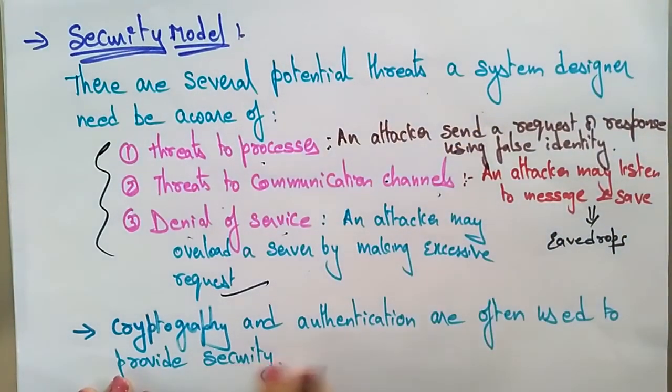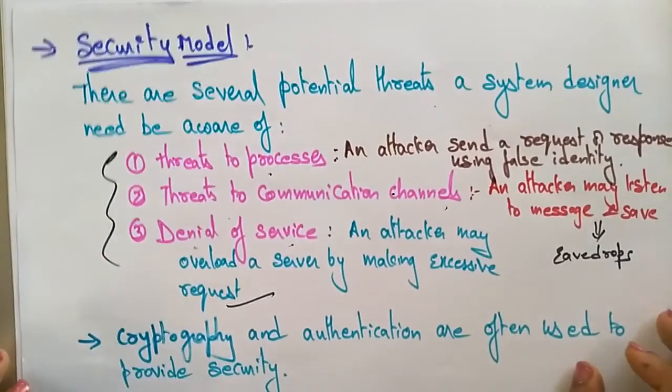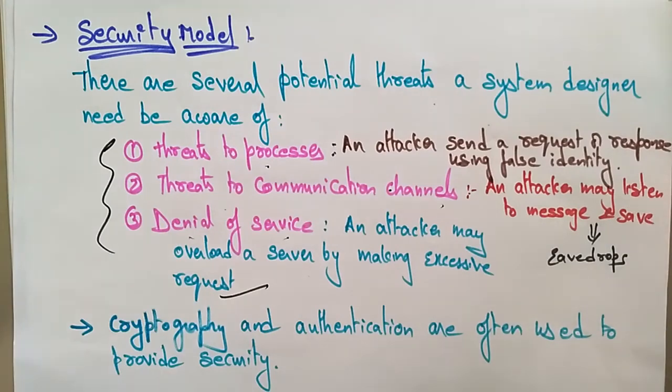Cryptography and authentication are often used to provide security. So these are the three different fundamental models: the interaction model, failure model, and the security model.